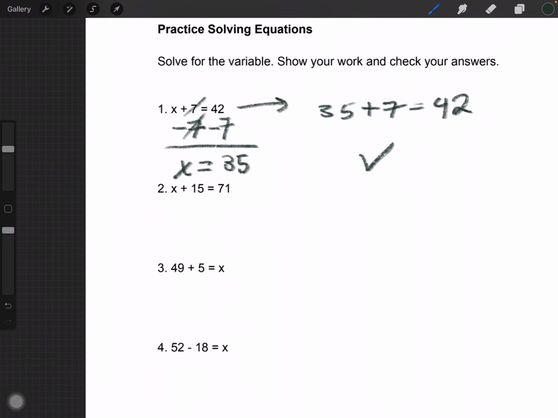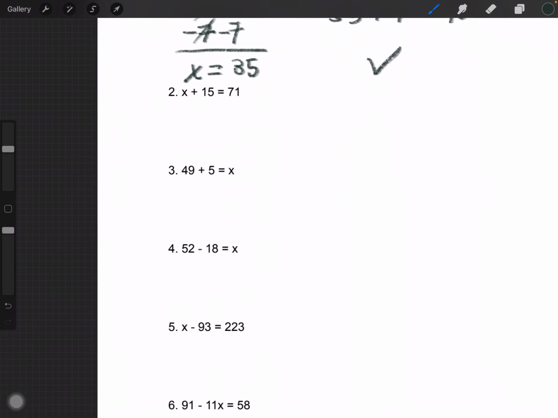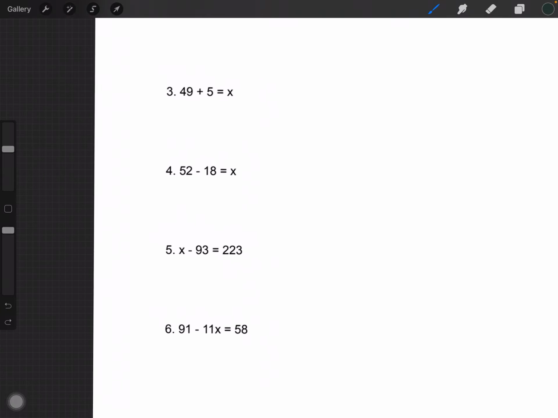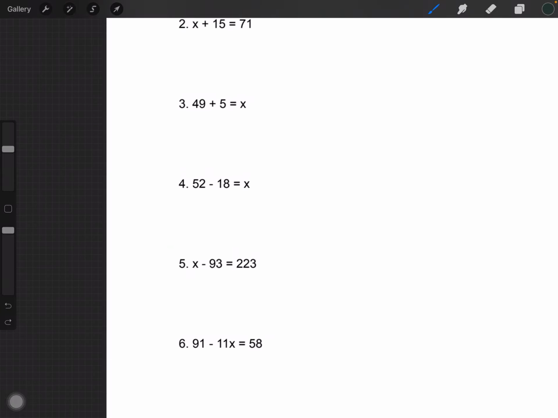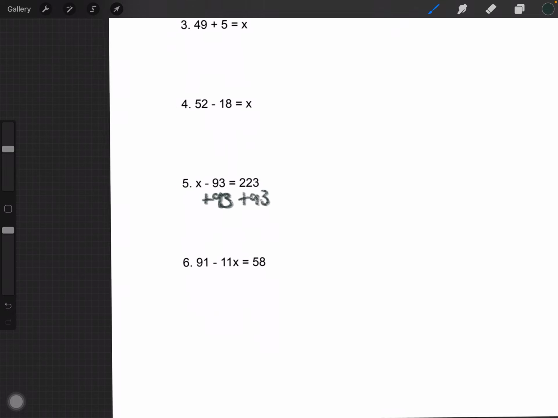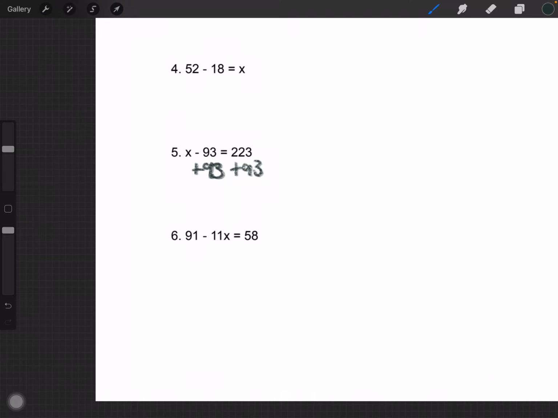Question 2 is similar, and question 3 is simply adding, because x is already isolated. You just need to simplify this part. Same thing goes with question 4. Question 5, in this one you would add 93 to both sides. And in question 6, we have to do two inverse operations.